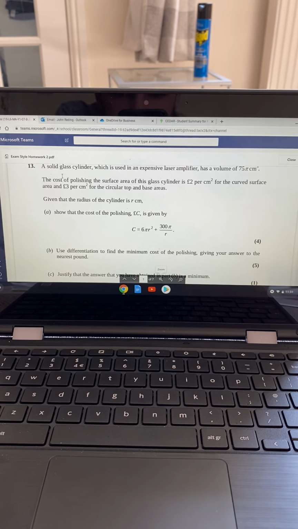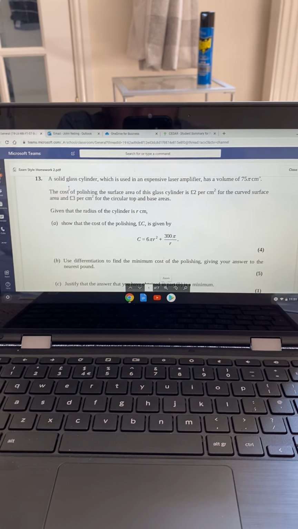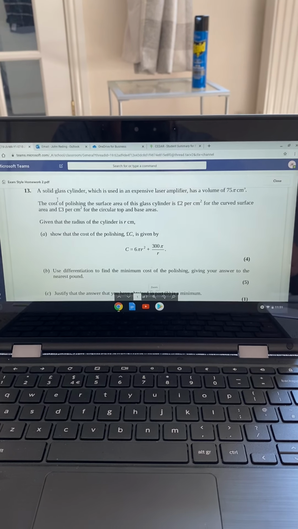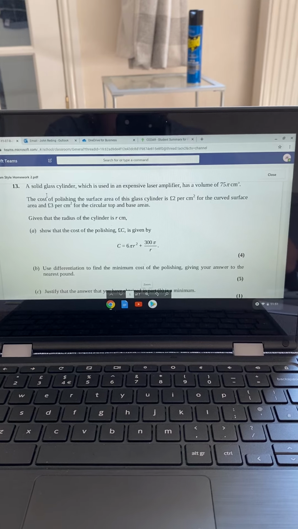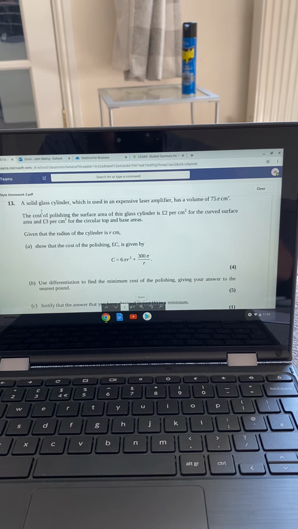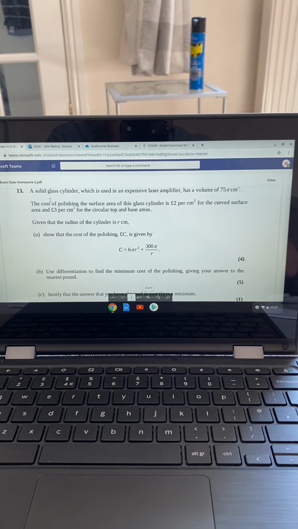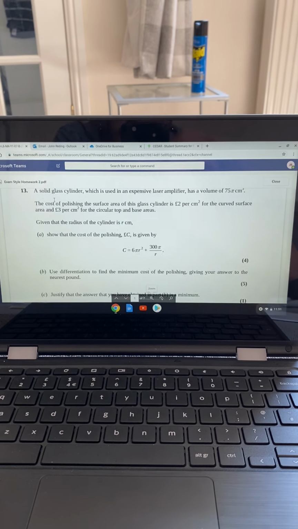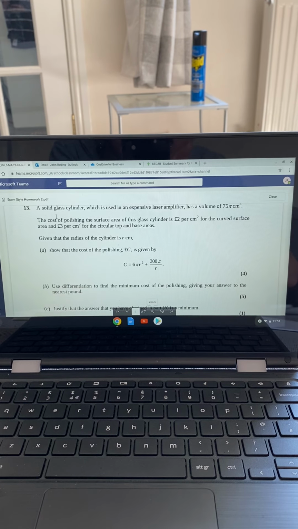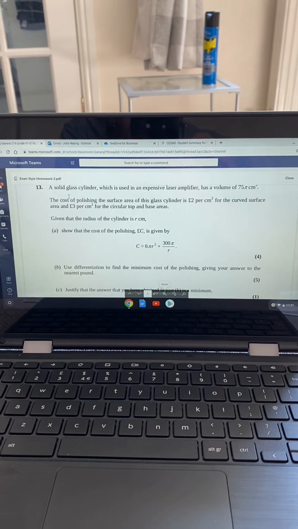So here we're considering the cost of polishing the surface area of a cylinder, and you get this information about how that cost is going to be applied. So it's £2 per curved surface area plus £3 per centimetre square of the circular top and base. So there it's telling about the surface area of a cylinder. The curved surface area is the circumference of the base times the length, and obviously the base itself is just pi r squared, and there's two of those.